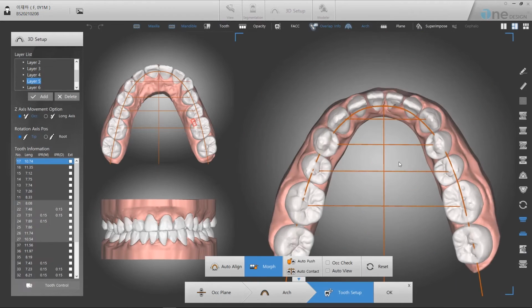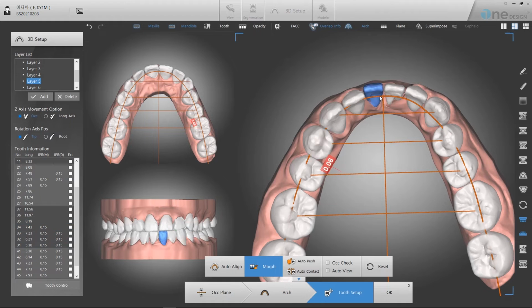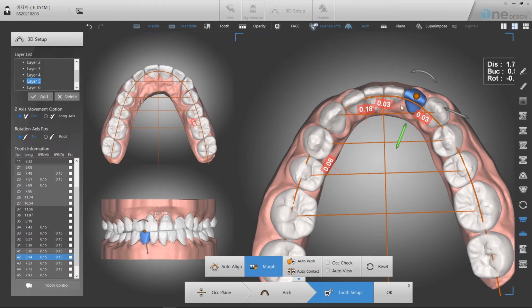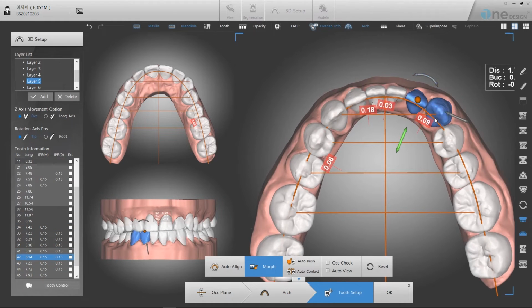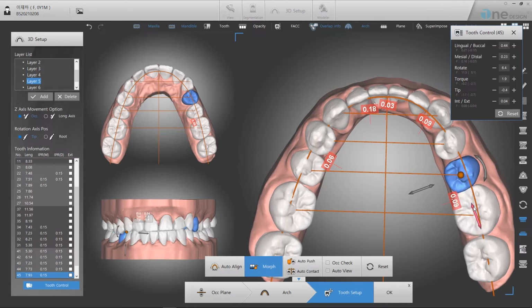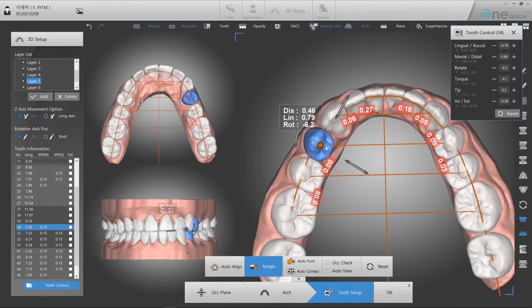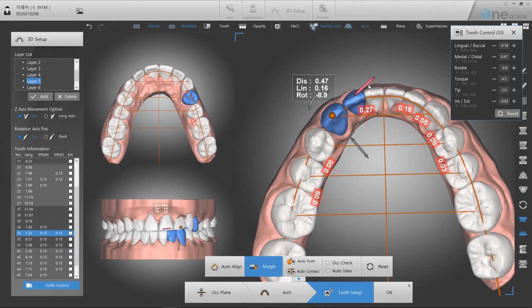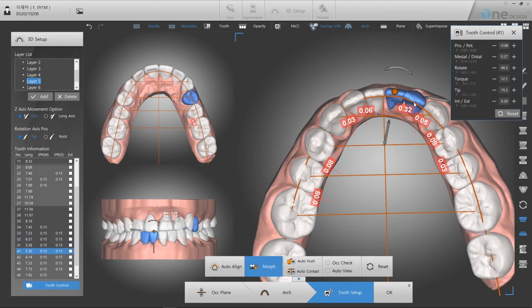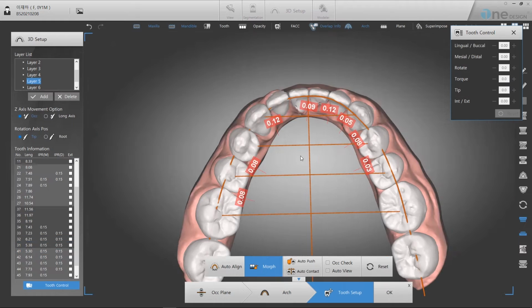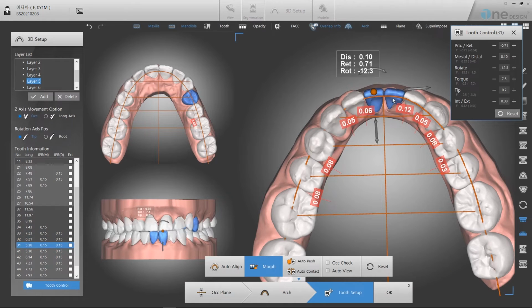In the last layer, we finish the setup with retraction. Be careful with occlusion height and open bite. Divide evenly the amount of overlap using mesial or distal movement.